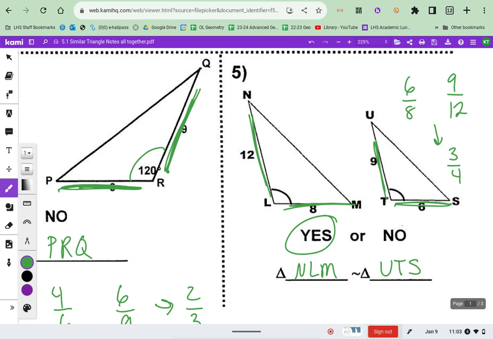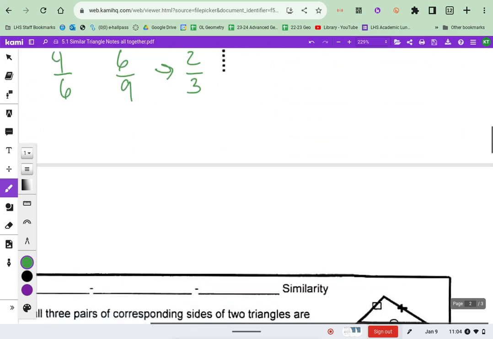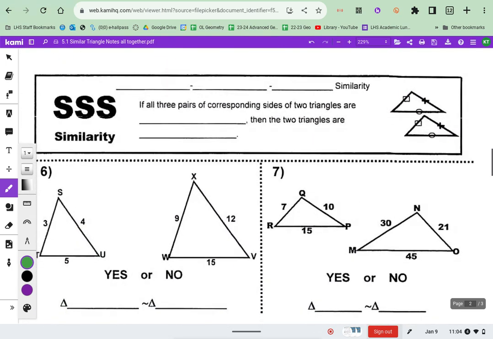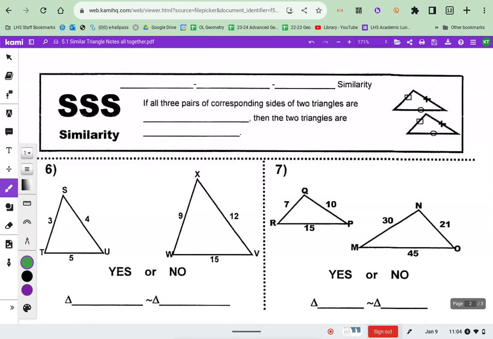Questions or concerns so far? All right, okay, on to the last one then. The last way of proving that triangles are similar is called side-side-side similarity. So side-side-side similarity.